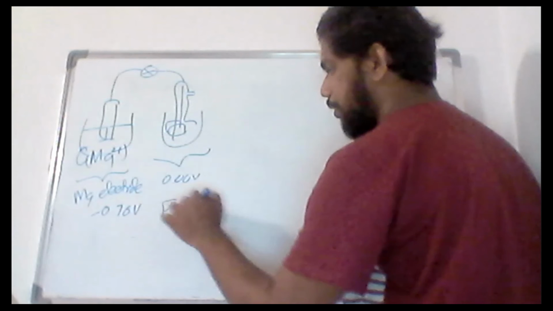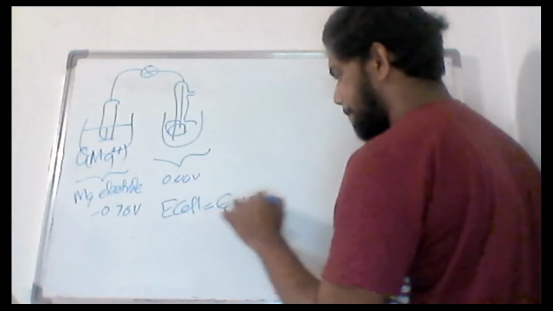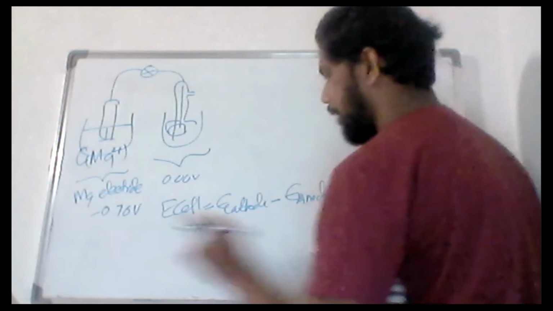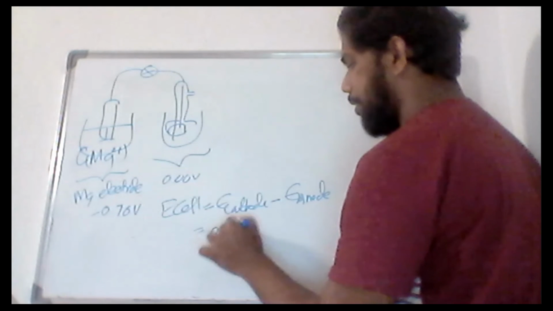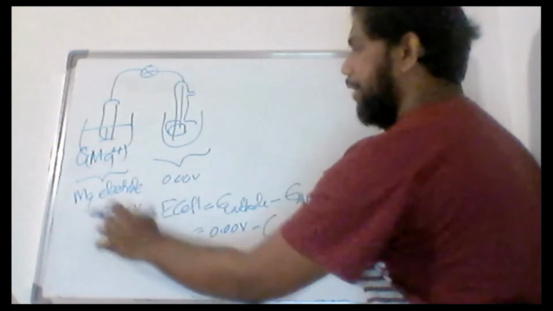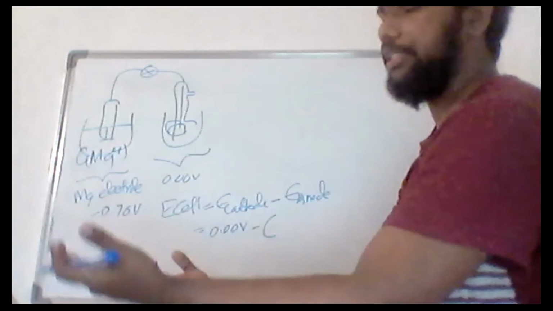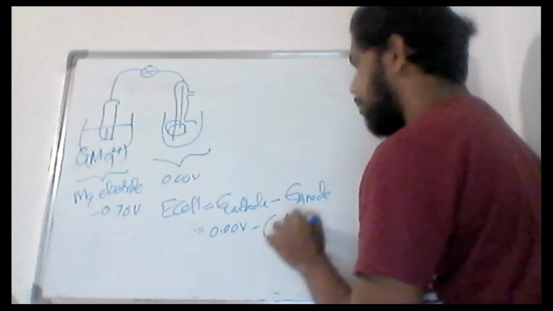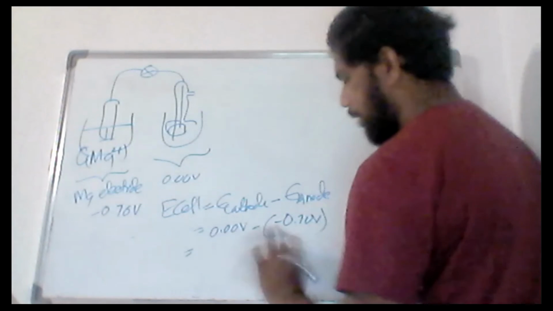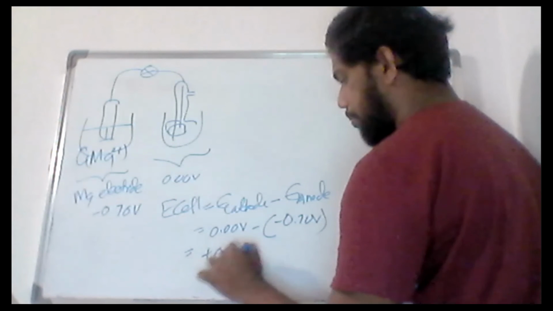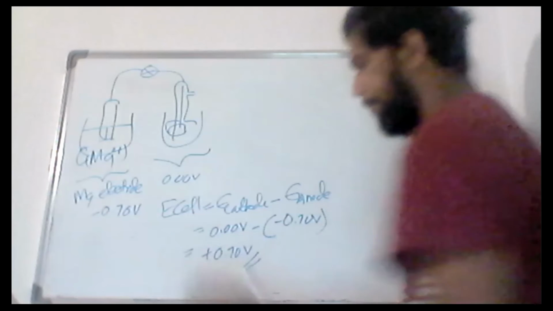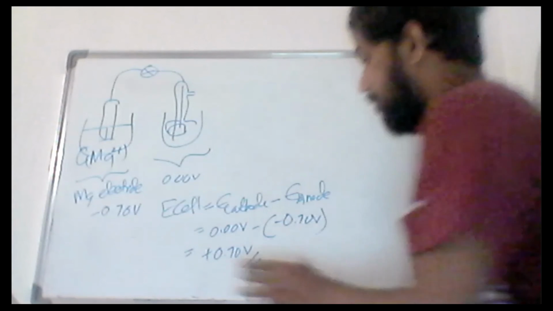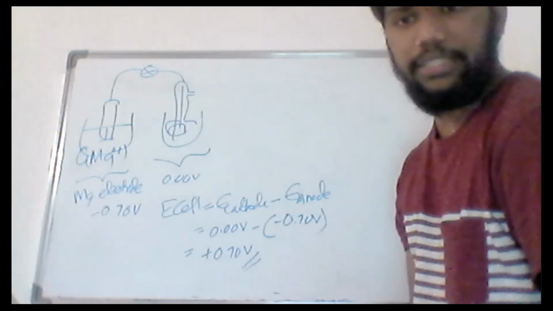So E cell is equal to E cathode minus E anode. So E cathode is this 0.00 volt minus E anode. Magnesium always likes to be in the magnesium 2 plus form, oxidizable, so more or less the voltage is negative, minus 0.7 volt. So the E cell value is positive 0.70 volt. Now you have asked the question, E cell positive means the reaction is spontaneous.